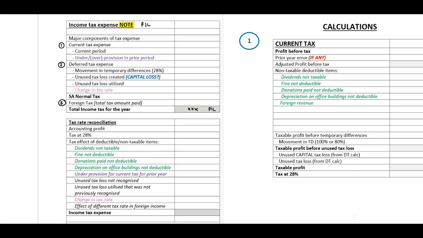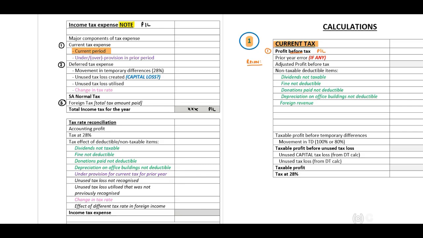Our current tax expense consists of our current period tax. And this is our calculation number 1, our current tax. Now, when you refer to our previous recordings, you will remember that I have indicated to you that when we need to calculate our current tax, we need to start with our profit before tax in terms of our profit and loss statement, our accounting rules. And we need to identify our reconciling items.